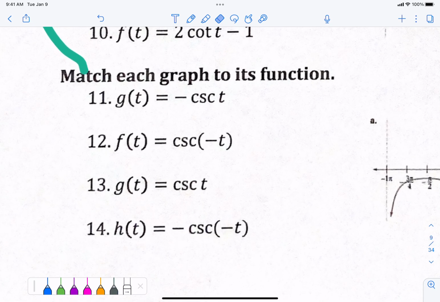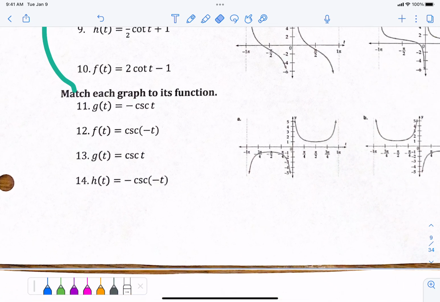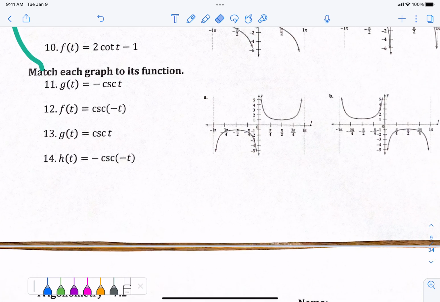Oh, wait a second. Let's talk 11, 12, 13, 14. It's matching, but they only give you 2 graphs, right? That means 2 of those graphs are listed twice, okay? When the negative is out front there, that's over the x-axis. What happens when the negative is right here? Over y. This is over the y-axis, okay?